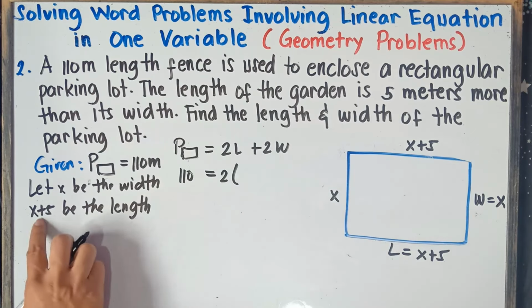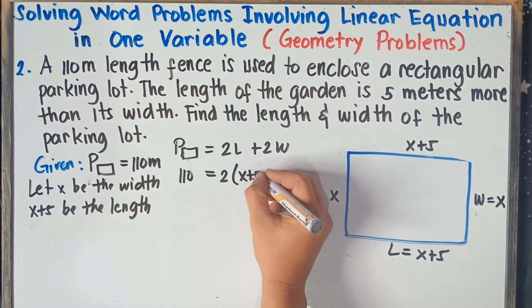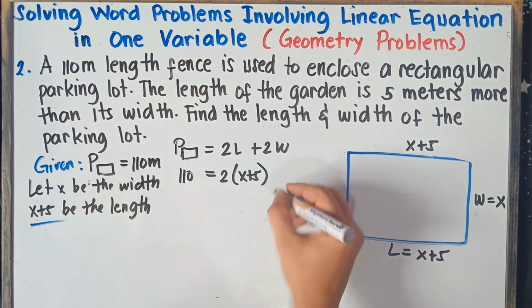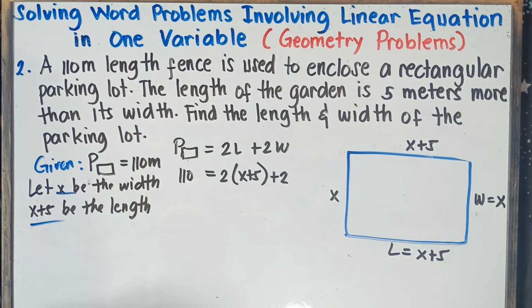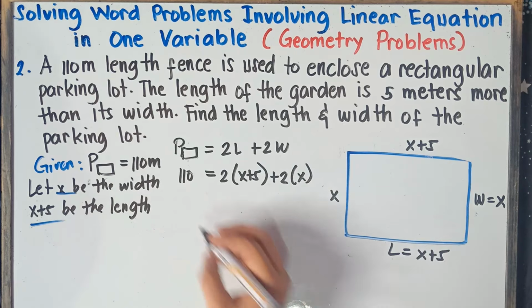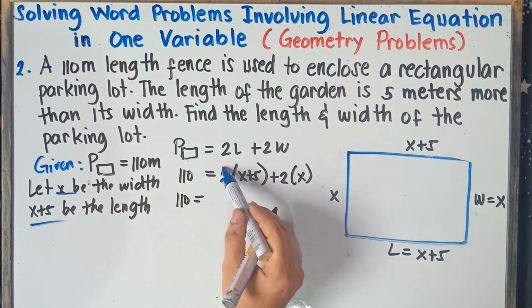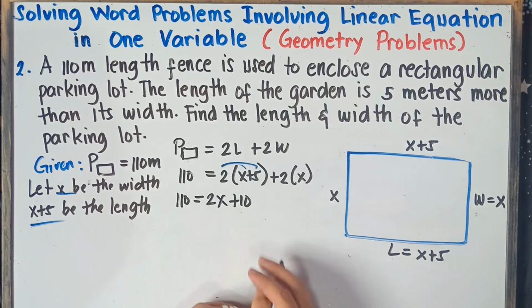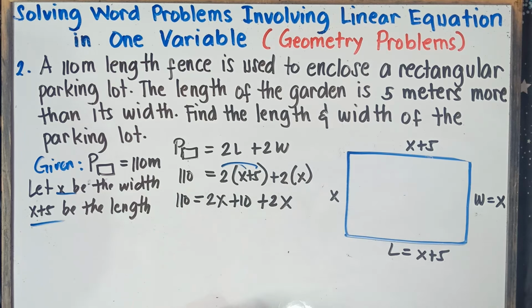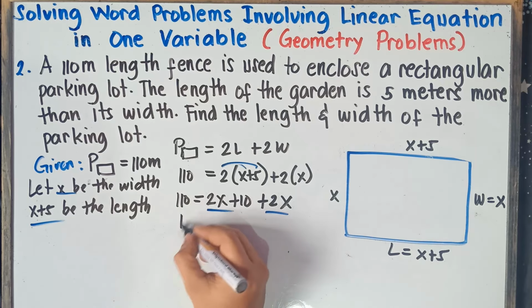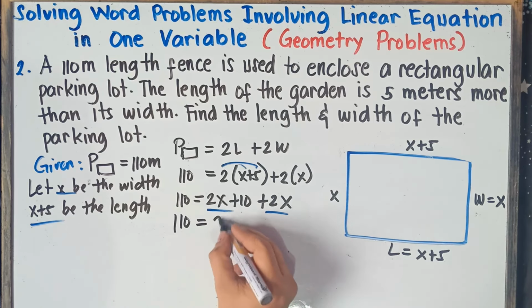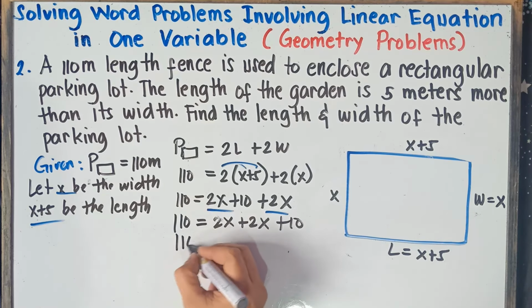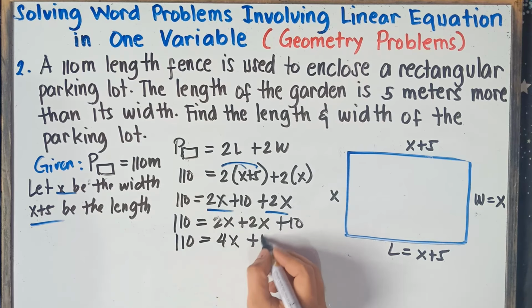So 2 times the length, there will be x plus 5. 2 times x plus 5. So you have 2L, it means 2 times the length. Our given length is x plus 5, plus 2 times our given width, which is x. So 2 times x. Alright, so this will be 110 equals, so distribute this one. 2 times x is 2x, and then 2 times 5 is positive 10. And then 2 times x is 2x. Alright, and then we can combine these, arranging them so we are not confused. So 110 equals 2x plus 2x, that would be 4x, plus 10.